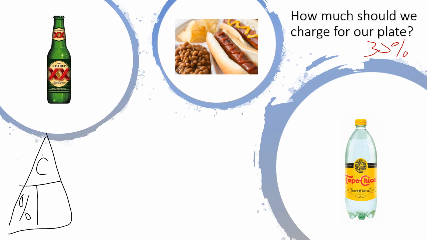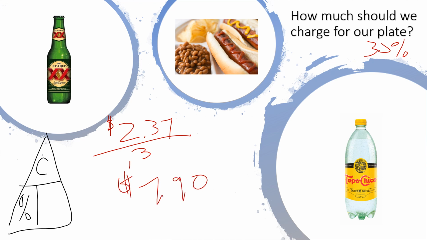And so now we take our $2.37 and we divide by 0.3. Hey Siri, what is $2.37 divided by 0.3? The answer is 7.90 US dollars. $7.90 is what we should charge for this plate if we want to maintain a 30% food cost. All right, so this is basically how all of this works together.